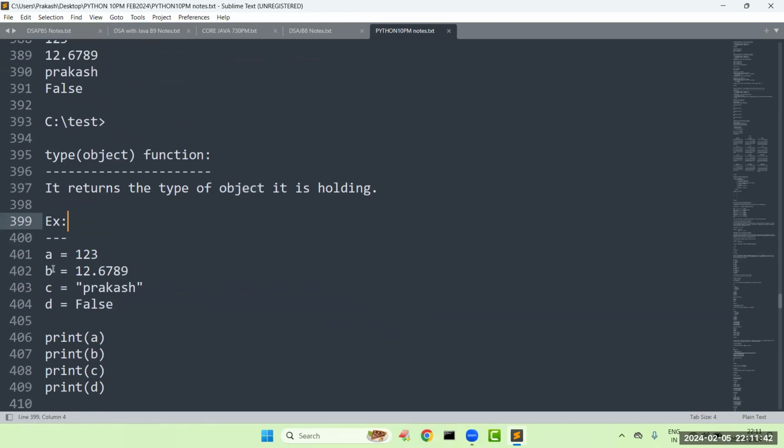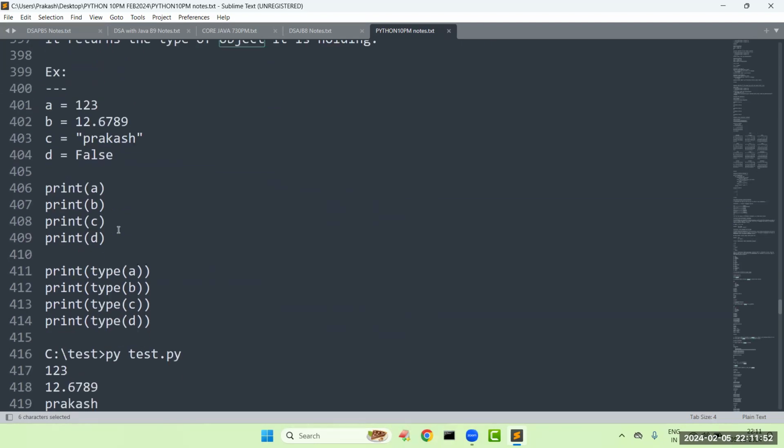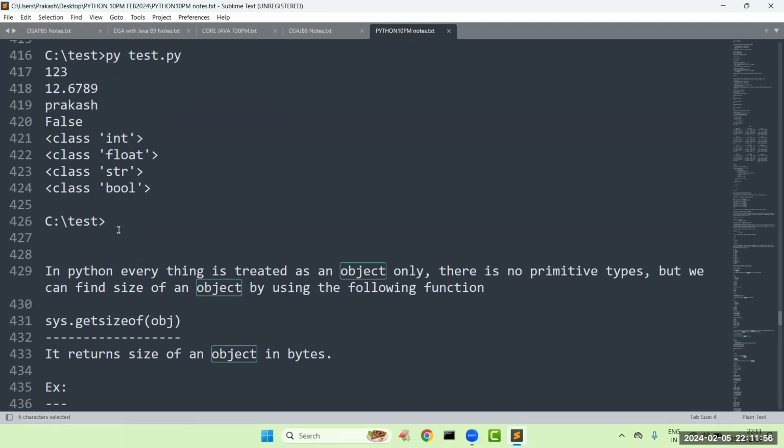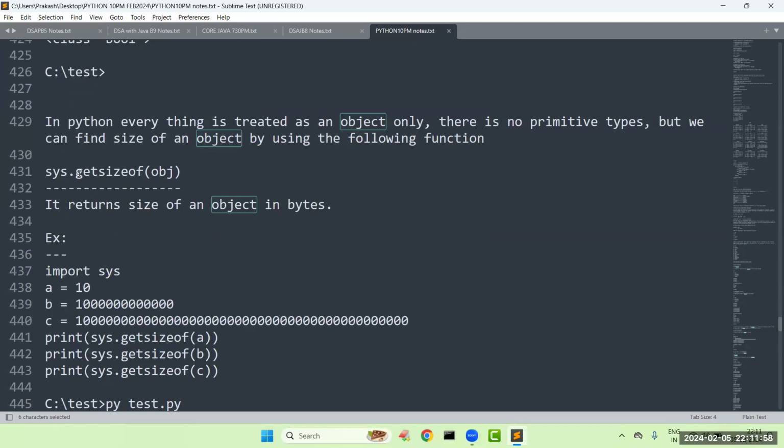For example, if you take an integer, how can you find the type? For that, type is there. If you send a, it will return what type of value a is holding. That part we covered very clearly in our yesterday's session. Then we have the getsizeof method. What is the getsizeof method going to do? It will return the size of the object in Python. So how much size is it going to occupy?